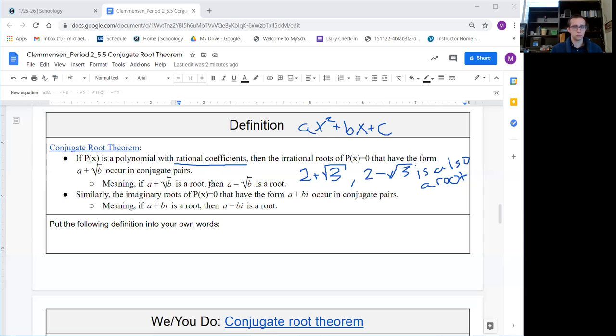All right. Same thing down here. Let's say that we had something like, to make it easy, 4 minus 7i is a root. Its conjugate pair also has to be a root. So if 4 minus 7i is a root, then 4 plus 7i is also a root.